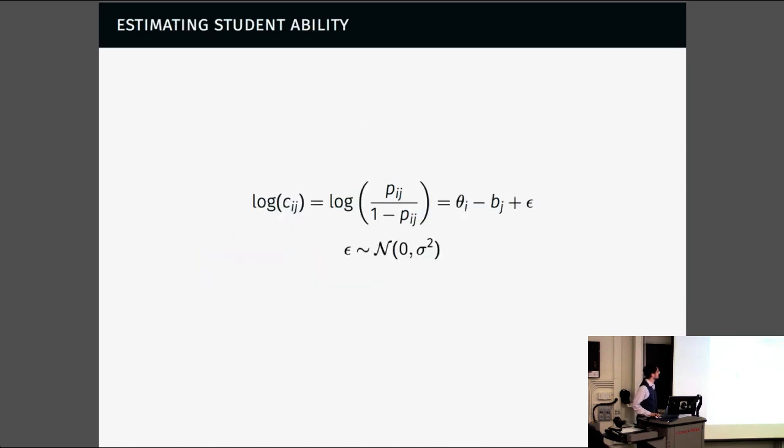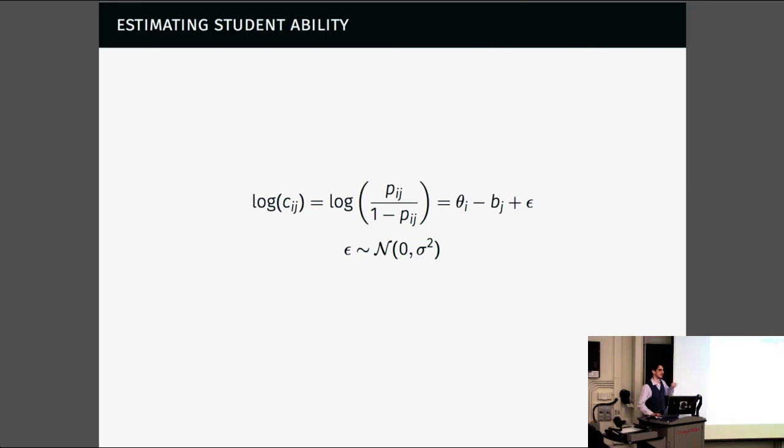Okay, so let's say we want to estimate these parameters. Remember that C sub ij, given our mechanism, is equivalent to the odds of the student answering correctly versus answering incorrectly. So if we take the log of C sub ij, it's equivalent to the log odds, which we can treat as the true student ability minus the true item difficulty plus some noise epsilon, sampled from a normal distribution with mean 0 and variance sigma squared. Does that make sense, how we got from here to here?